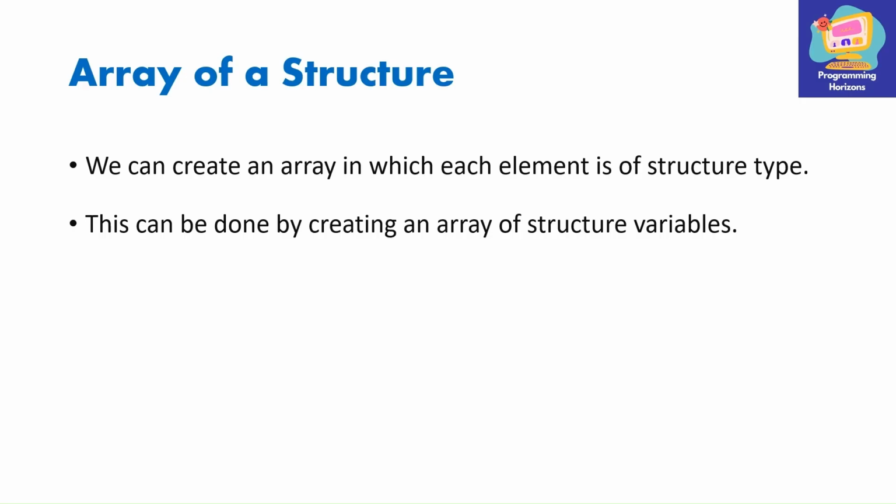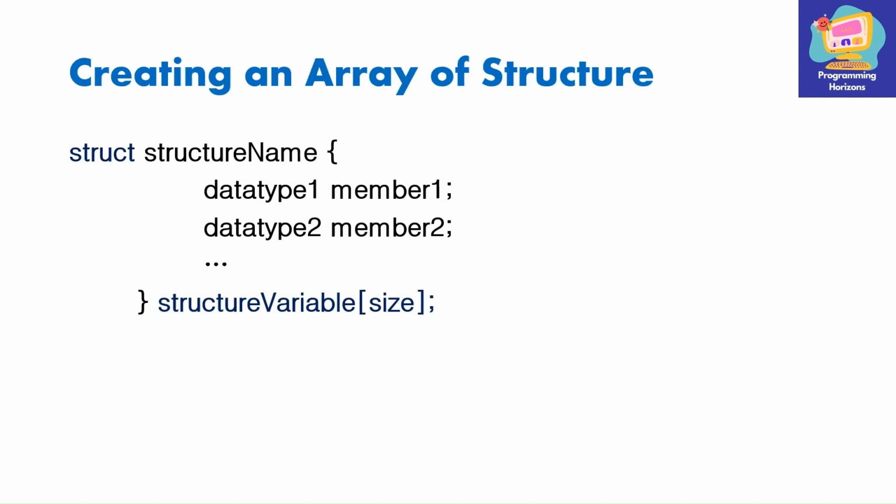We already know that an array is a collection of same type of values, so we can create an array of structure type also. To create an array of a structure, we need to first declare our structure, and at the end, while declaring our structure variables, we must mention the size along with the structure variable name. So that means we are creating an array of the given size, and all the values of this array will be of structure type.